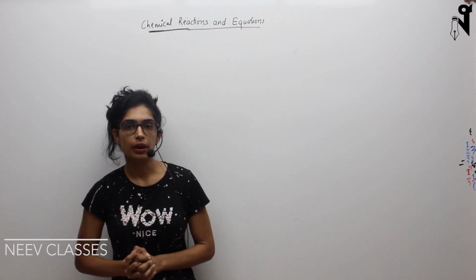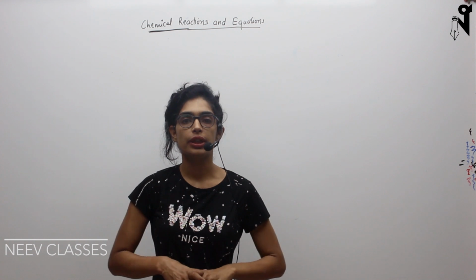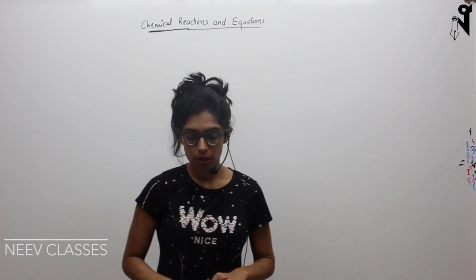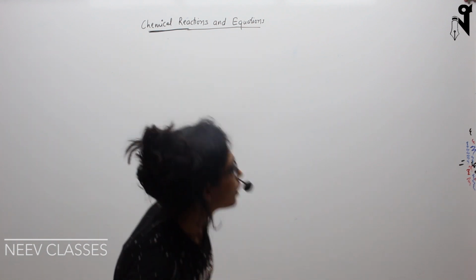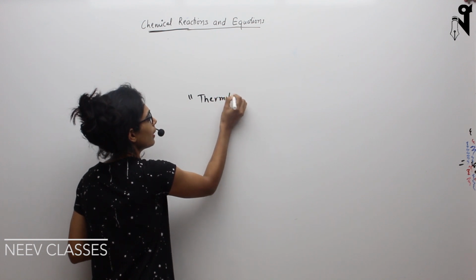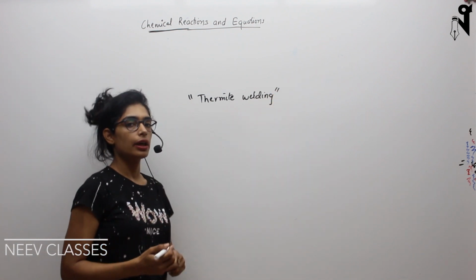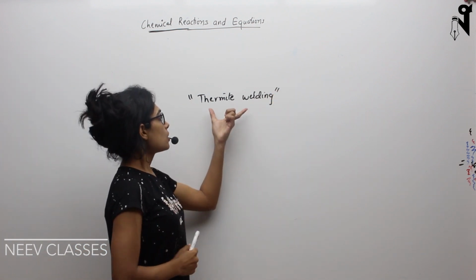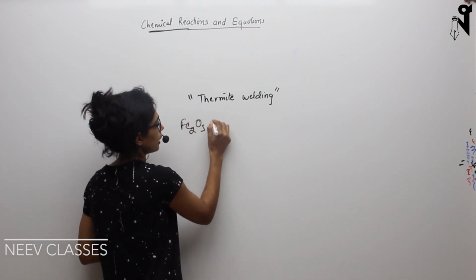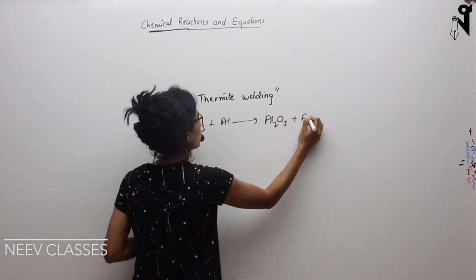My bad, I have rubbed everything. The last reaction we were discussing, that is iron reaction with Al2O3, and I said a lot of heat will be released because of which iron will be molten. That reaction is called thermite welding. This is used for welding purposes. Very, very important reaction. I just missed telling you that part. So that reaction is Fe2O3 reacting with aluminium, giving you Al2O3 and molten Fe.